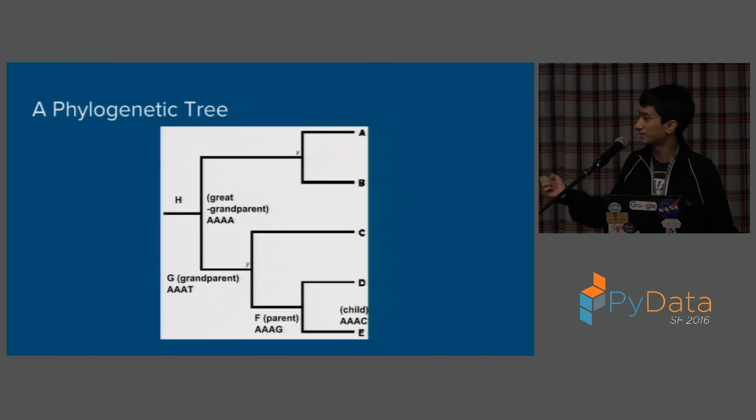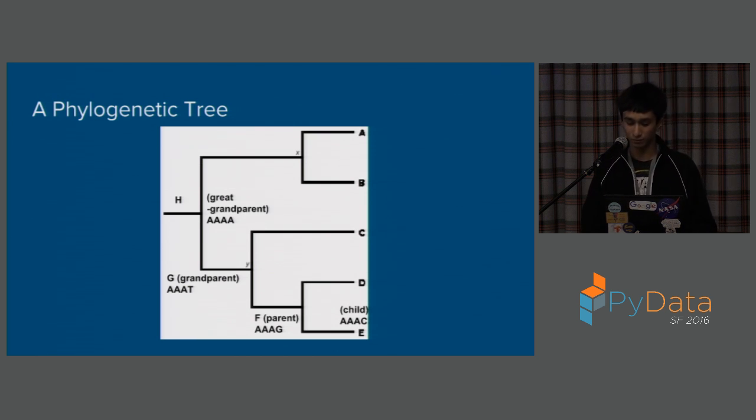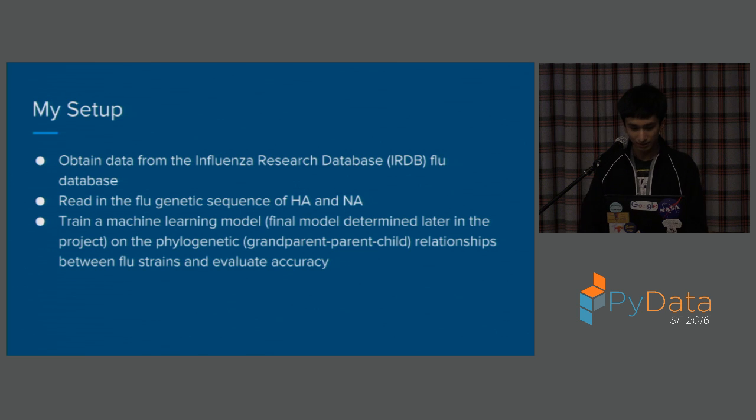So in this case, we can reasonably infer that it is most likely that the 4th base pair, or the last base pair, would probably change for the child of E. So perhaps AAAA or AAAT. So this was my setup.